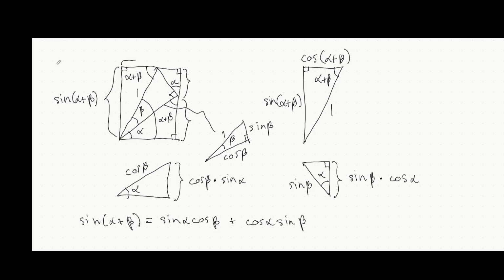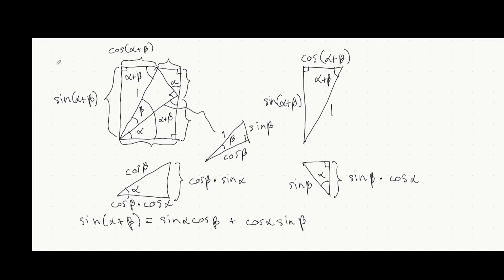Now, this other side length, cosine alpha plus beta, is going to be what remains from this bottom side when we subtract whatever this side length is on the top of the triangle on the upper right. So first let's find the bottom side. Well, that's going to be the adjacent component of this lower triangle. So that's going to be the hypotenuse times the cosine of alpha.